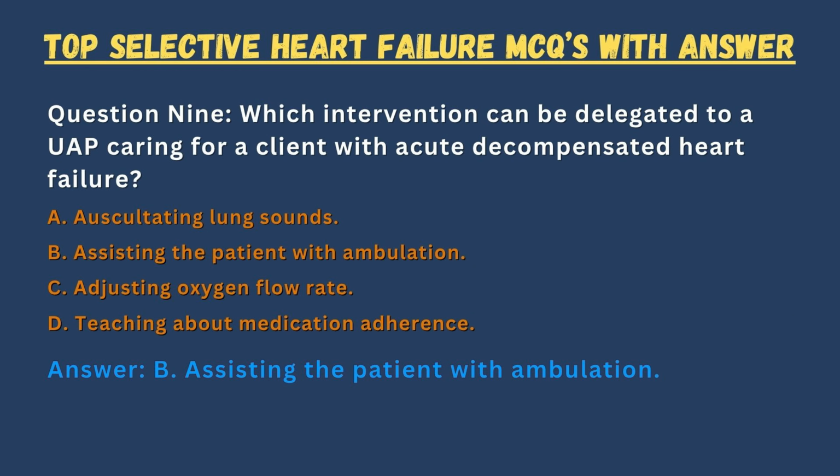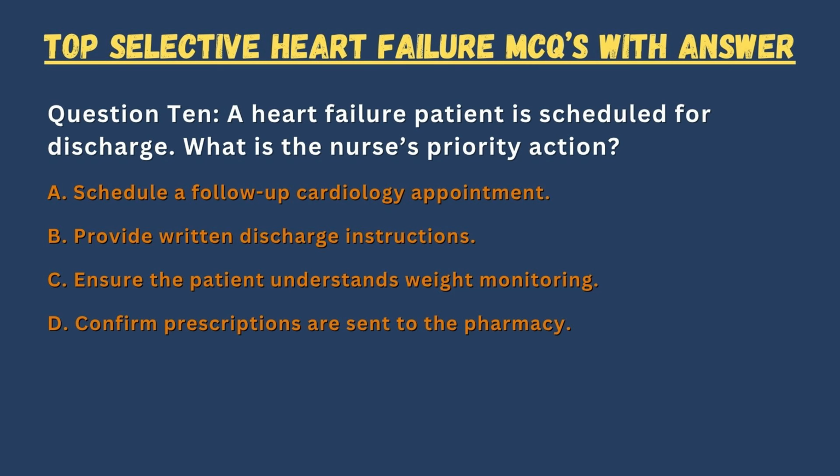Answer. B. Assisting the patient with ambulation. Question 10. A heart failure patient is scheduled for discharge. What is the nurse's priority action? A. Schedule a follow-up cardiology appointment. B. Provide written discharge instructions. C. Ensure the patient understands weight monitoring. D. Confirm prescriptions are sent to the pharmacy.